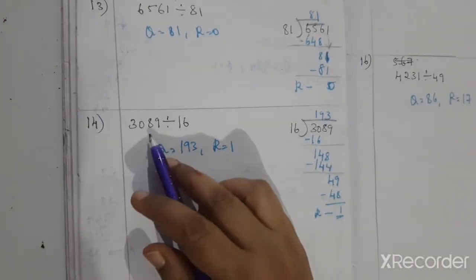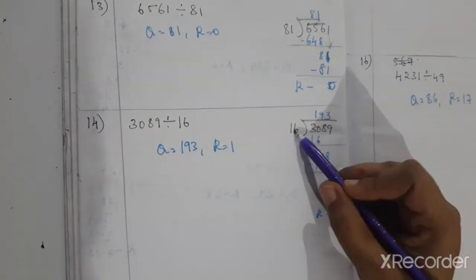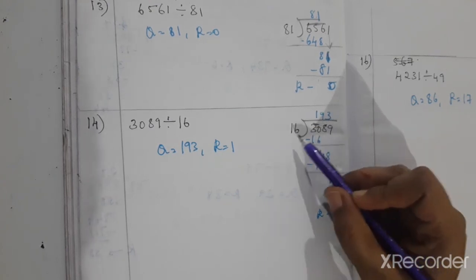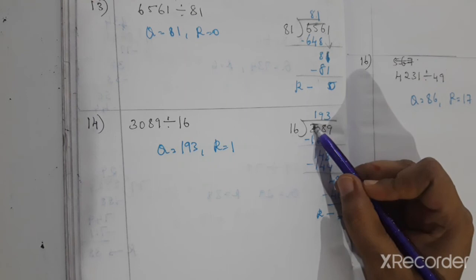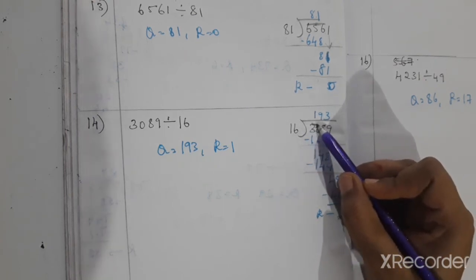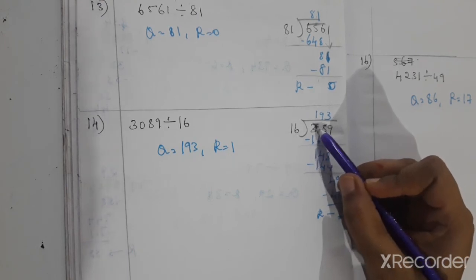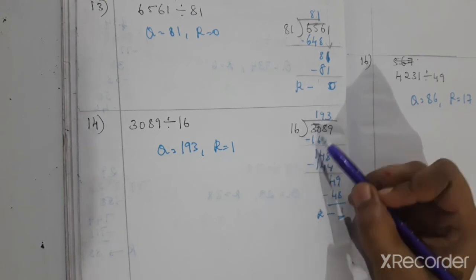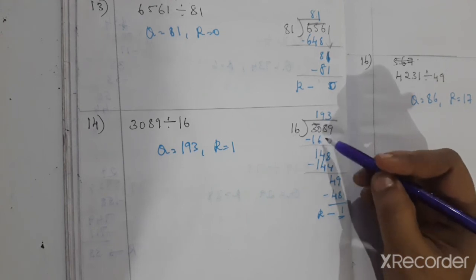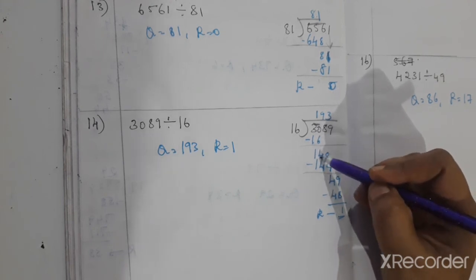Now 14th one, 3089 divided by 16. 16 here, 3089. 30 we can consider, yes, because 30 is greater than 16. 3 we can't consider, 3 is less than this. We can consider the exact number or a number greater than or nearer to 16. 16 ones are 16, that is a nearer one. 16 twos is greater than this. Now 30 minus 16 is 14.